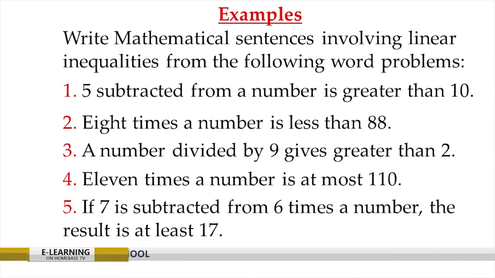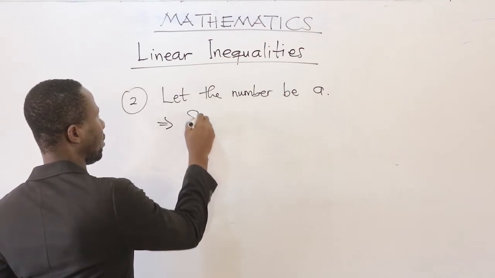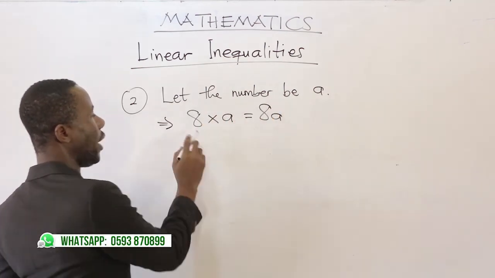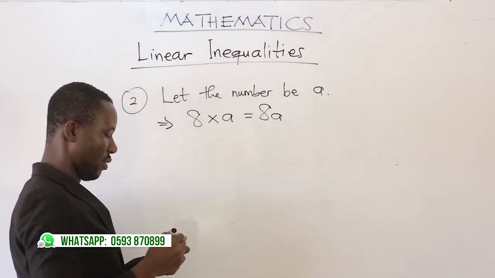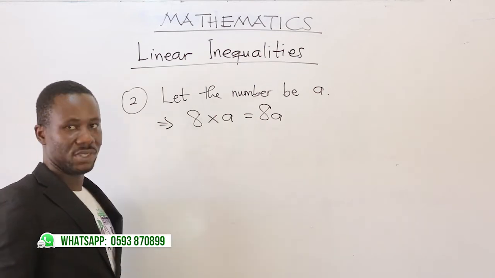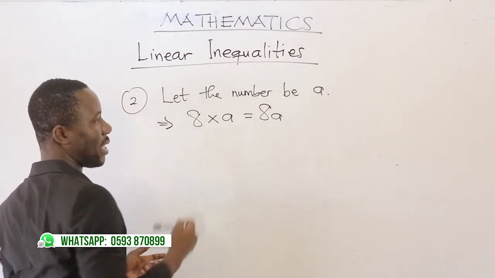A times a number. So A times A, which is 8A. We looked at this from the onset when you're doing algebraic expressions. Good. So A times a number, that's the next step, arithmetic.